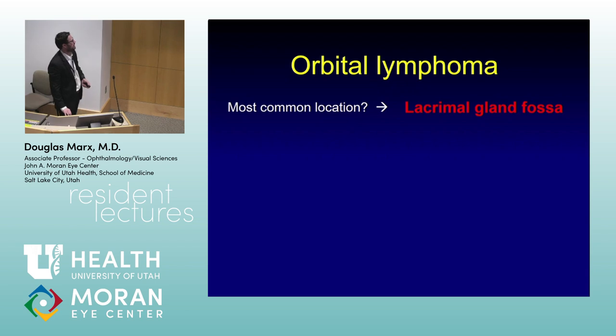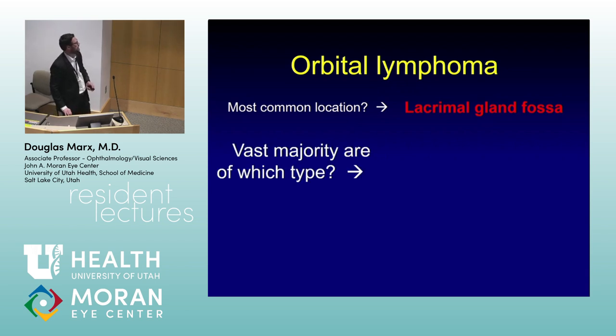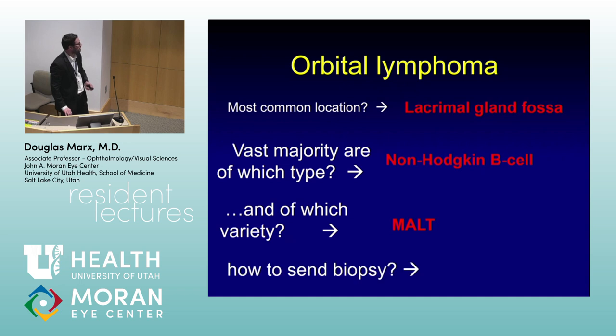Orbital lymphoma, most common location, lacrimal gland fossa. Vast majority are of which type? Non-Hodgkin's B-cell or MALT lymphomas. Very good prognosis. How do you send the biopsy? Fresh. Yeah, fresh. Why?